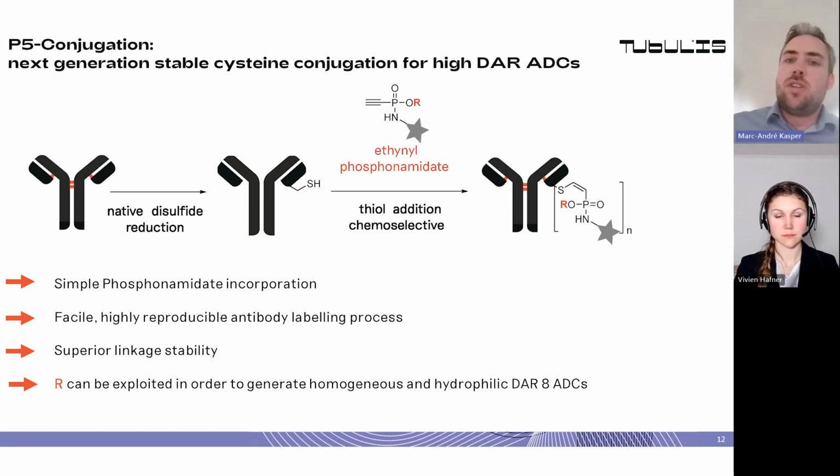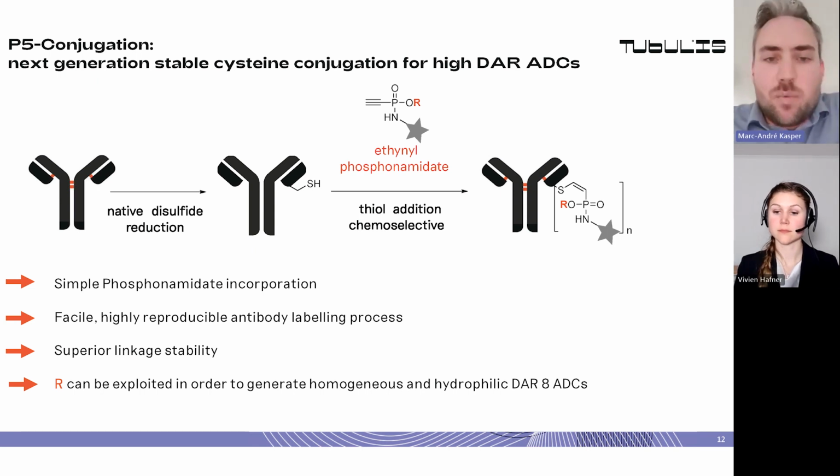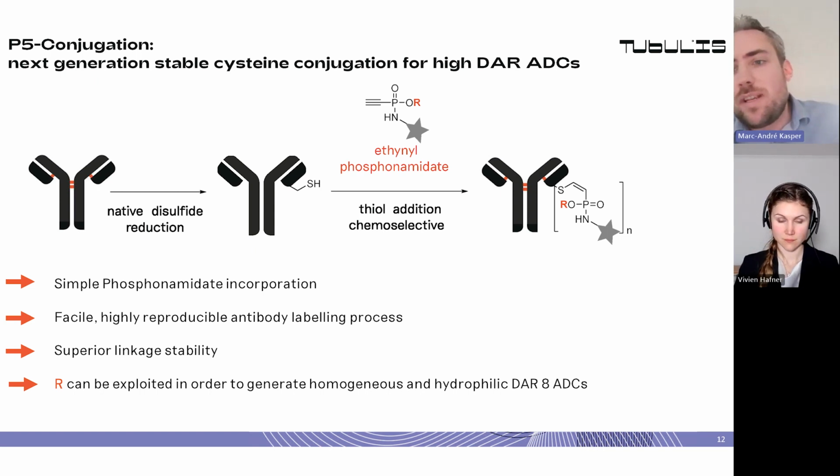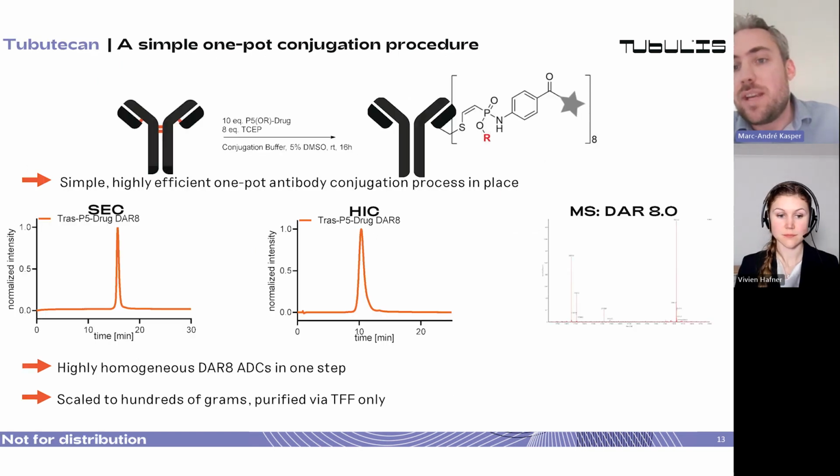And usually the ADCs on the market are using maleimide technology, and instead of this, we use something that we developed, which is called ethynyl phosphoramidate modification, to actually make an ADC which is superior over what is currently in the clinic. And it's superior because we can easily incorporate this. I will show you this in a second. We have a very simple labeling process. We do not need much excess. Most importantly, we have a very high linkage stability. I will also have some data on that. And for the chemists in the audience, we have another substituent over here at the phosphorus, which we can use to incorporate hydrophilicity and thereby also conjugate very hydrophobic drugs.